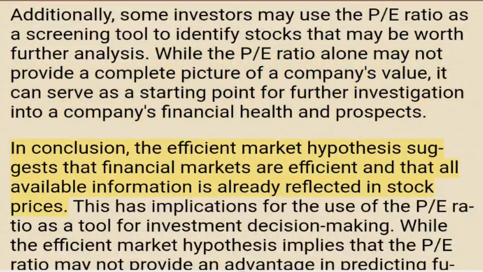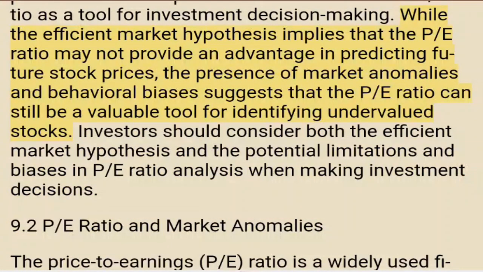In conclusion, the efficient market hypothesis suggests that financial markets are efficient and that all available information is already reflected in stock prices. This has implications for the use of the P/E ratio as a tool for investment decision-making. While the efficient market hypothesis implies that the P/E ratio may not provide an advantage in predicting future stock prices, the presence of market anomalies and behavioral biases suggests that the P/E ratio can still be a valuable tool for identifying undervalued stocks. Investors should consider both the efficient market hypothesis and the potential limitations and biases in P/E ratio analysis when making investment decisions.